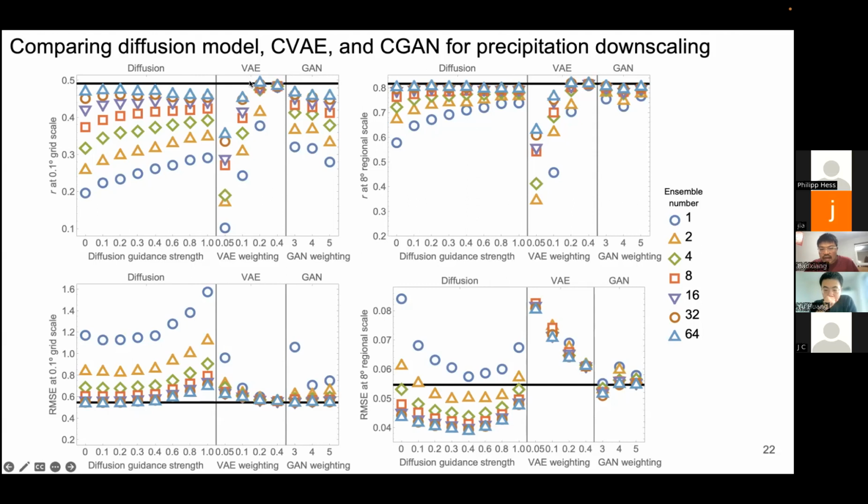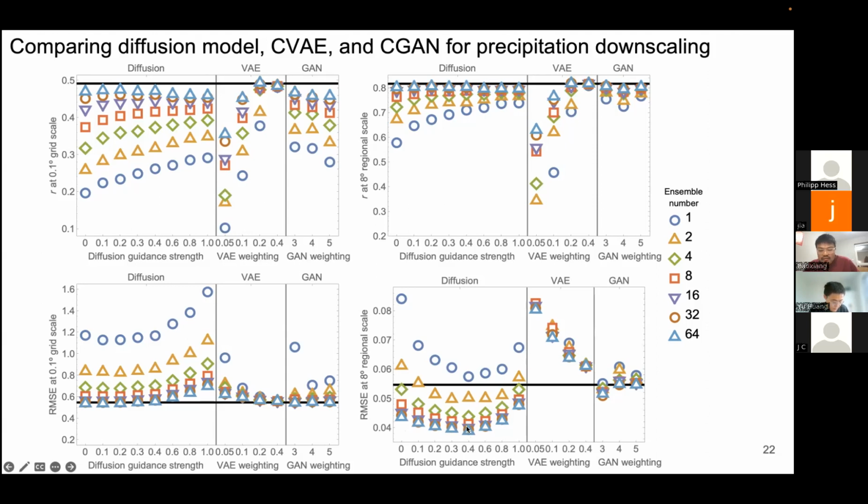And here is the average correlation coefficient at 8 degrees. The black line is the UNet result. So UNet is trying to do deterministic forecasts. We know that it should do well at the resolution that it is trained on. But if you look here, our model far surpasses the CNN, the UNet model, at the deterministic scale.